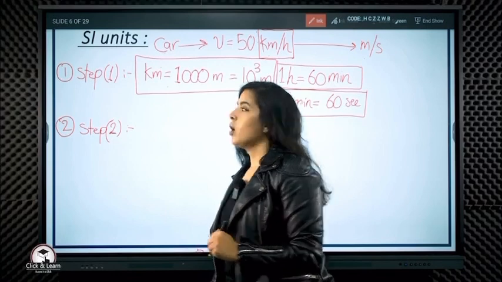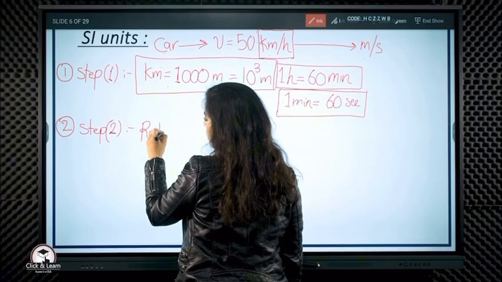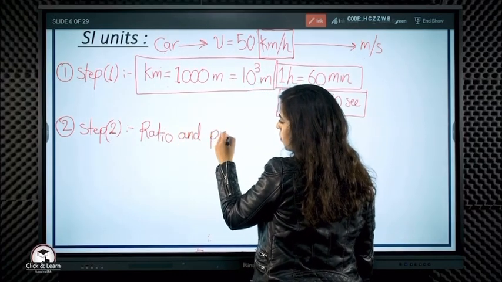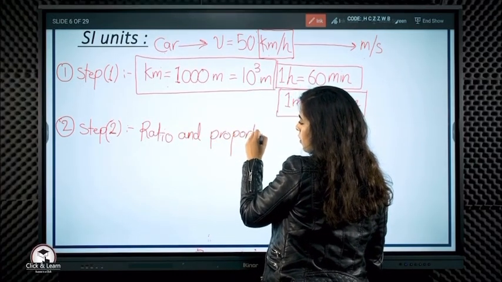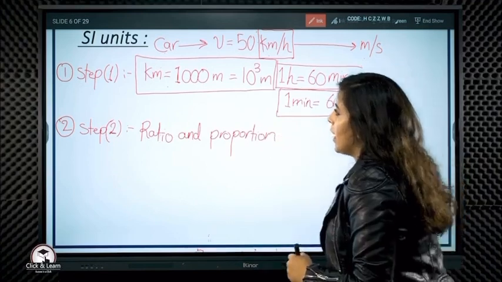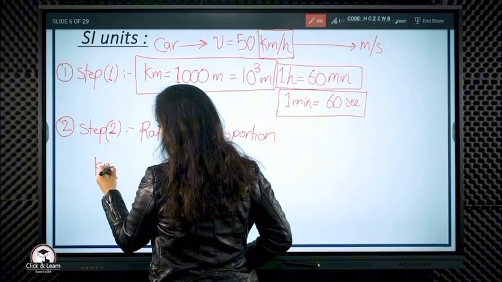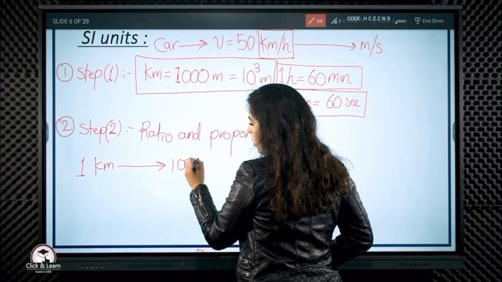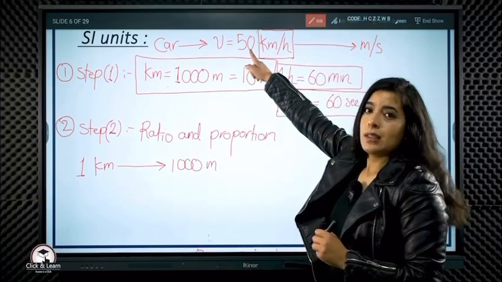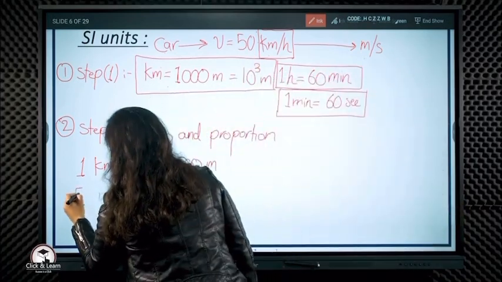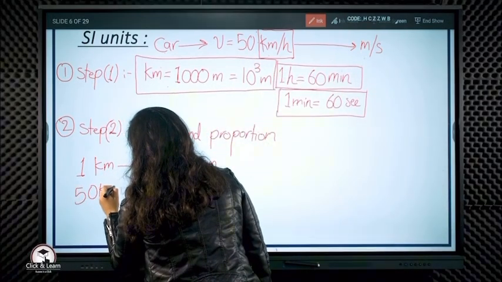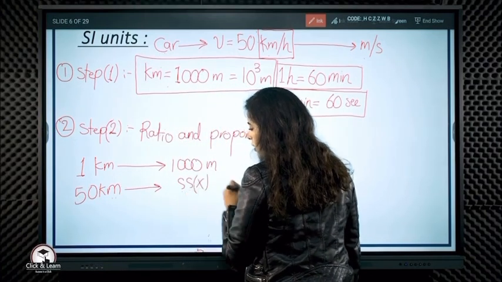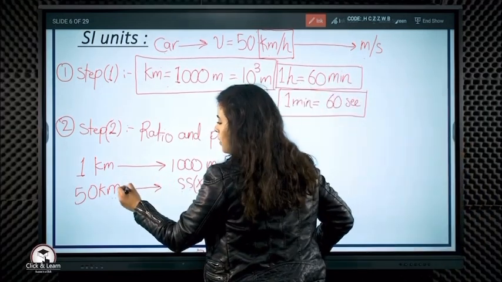Now, step 2 is going to be the ratio and proportion. So now, if I have kilometers, 1 kilometer is going to be equal to 1,000 meters. Now, 50 kilometers is going to be equal to what? Here I have a question mark because I don't know, and I may put it as x as an unknown, okay? And I'm going to do the cross multiplication.